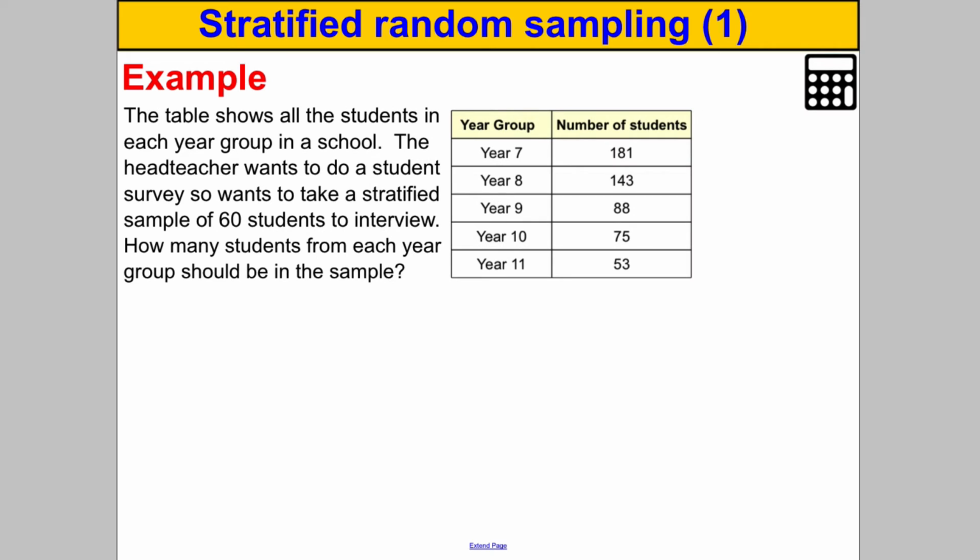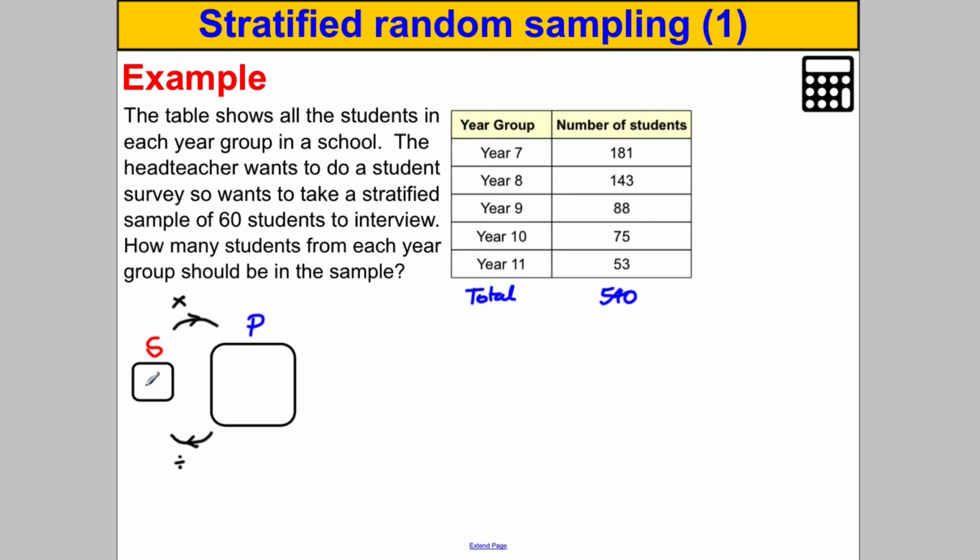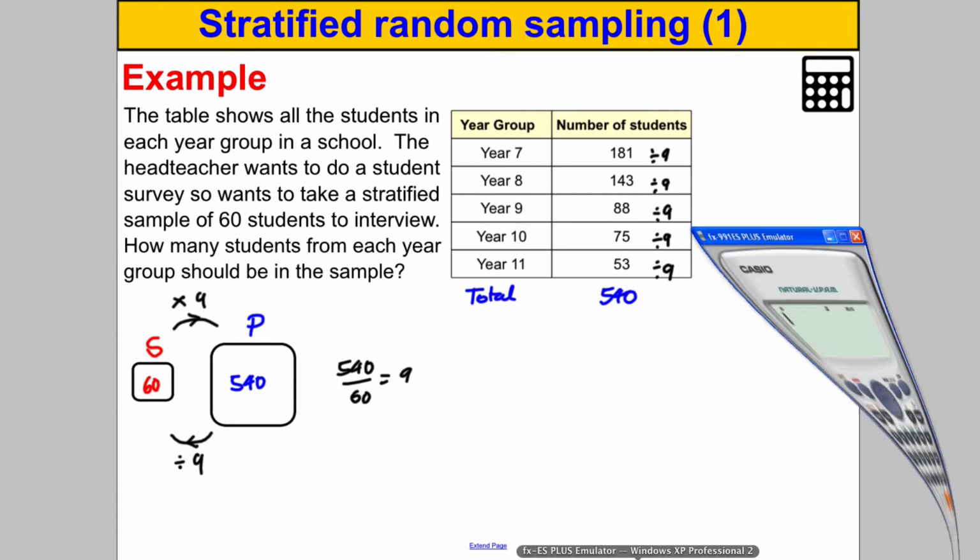Right, next one. Pause the video, have a go, but this time you can use a calculator. Okay, always start by totaling. So you've got 540 here. Then start by drawing your picture. You know that in your sample you want 60, and your population is 540. You work out how much bigger the population is than the sample and you get 9. So moving from the sample to the population, you multiply by 9. Moving from the population to the sample, you divide by 9. So each of these we need to divide by 9. Now these aren't going to be whole number answers, and this is where you're allowed to use your calculator. So I'm going to get the calculator out and work out each of these.